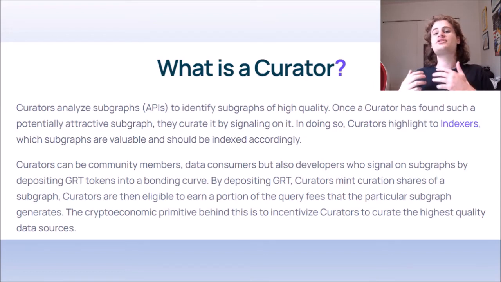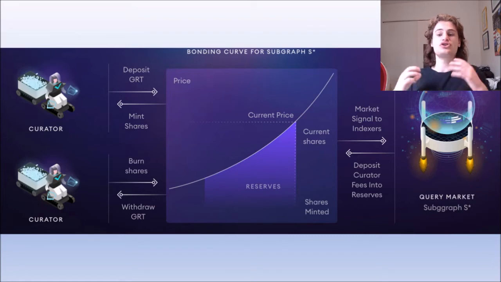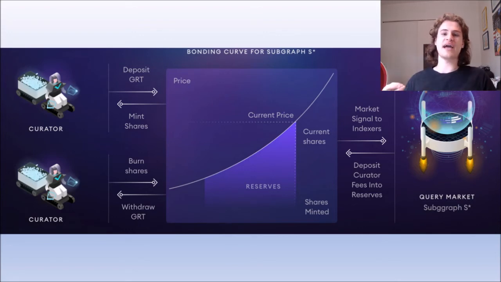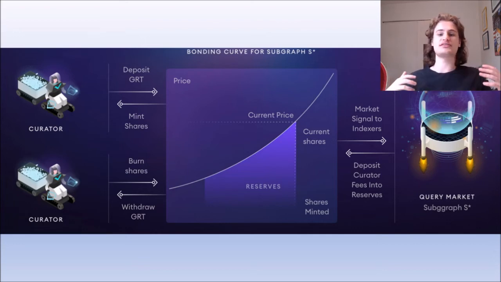It also means the curator has an economic stake in that subgraph, which means they know what they're doing, and it means that they're economically incentivized to choose the best subgraphs. What this does is it means that decentralized applications know which subgraphs are best. They can see which ones have been signaled by curators and which ones have not.